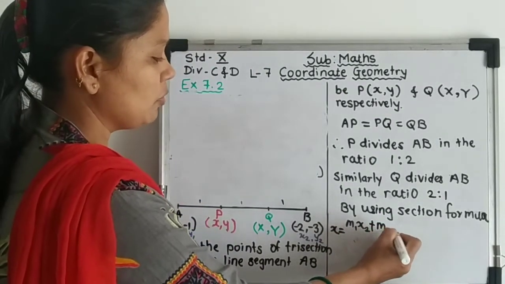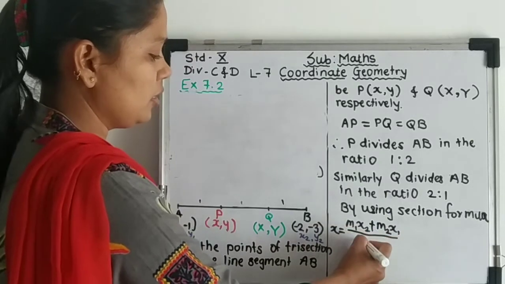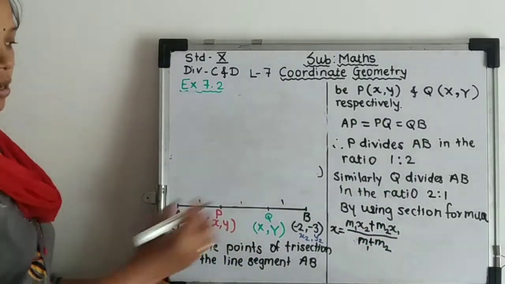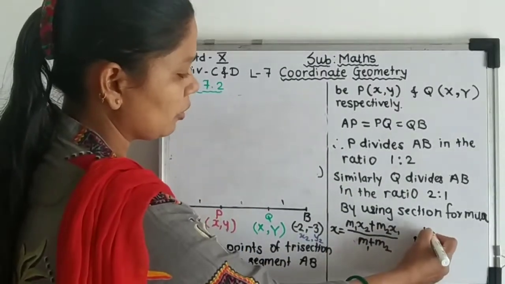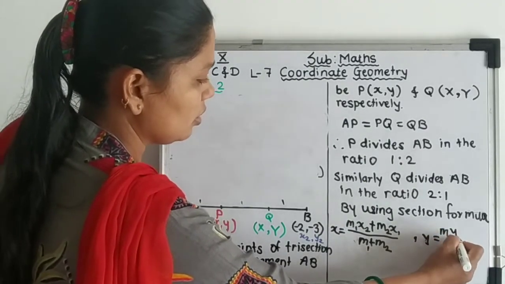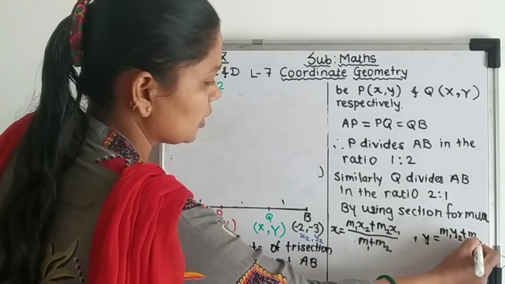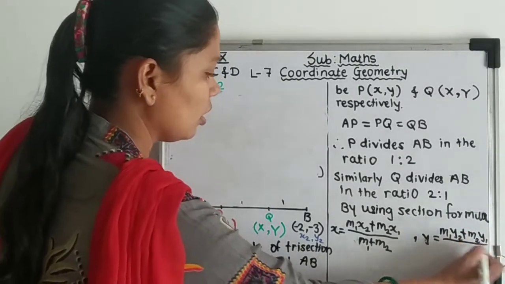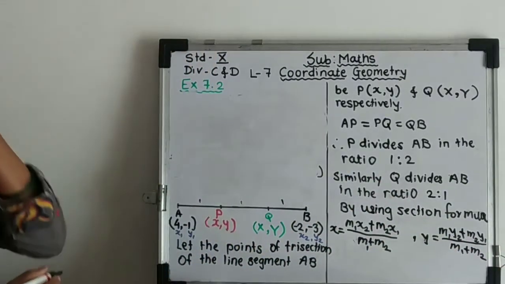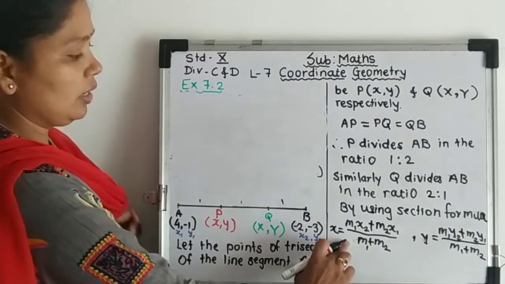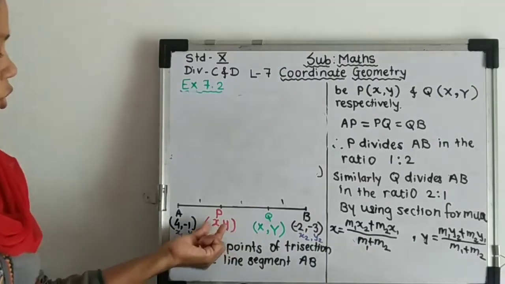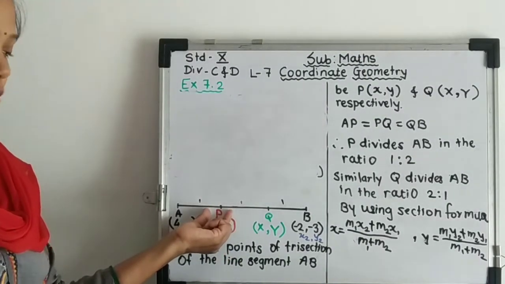plus m2 x1 upon m1 plus m2. Right? Now y also I'll keep on writing. So that one, y is equals to m1 y2 plus m2 y1 upon m1 plus m2. Right? Now we are going to take very first small letters x and y we are finding. So P point we are finding, P coordinates we are going to find out.